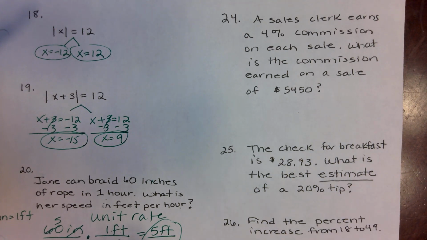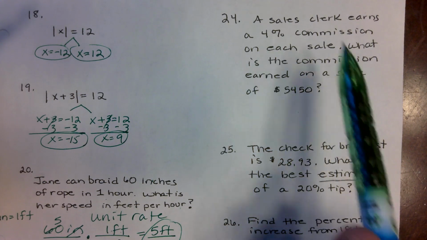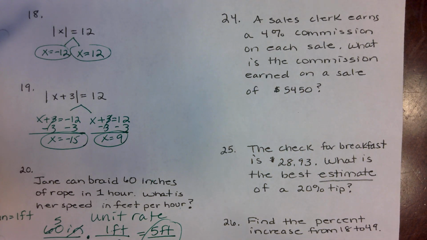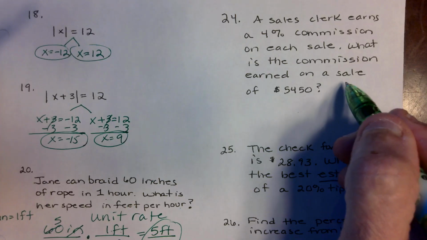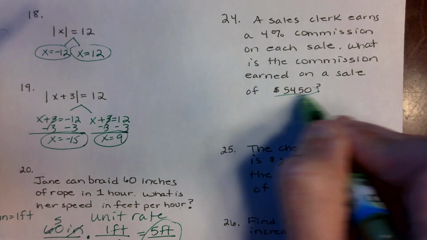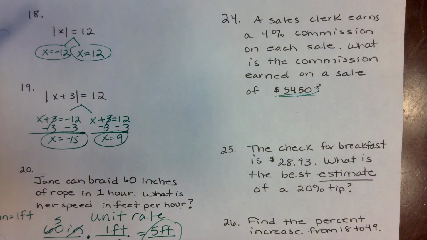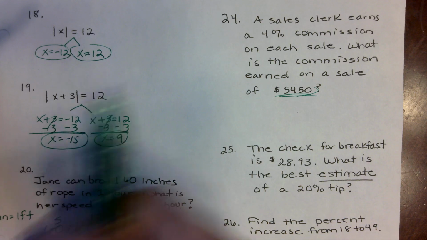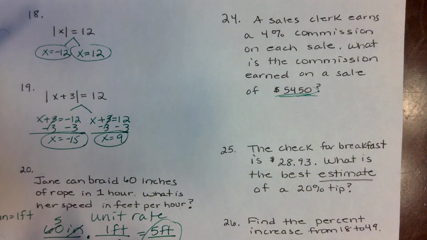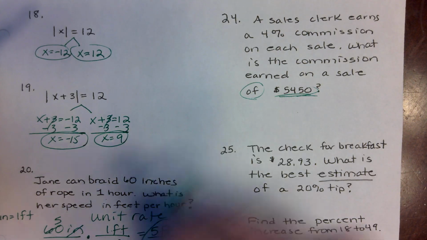A sales clerk earns 4% commission on each sale. What is the commission earned on a sale? They didn't say what her actual salary was because she probably gets an hourly wage. They just said she gets 4% on everything she sells. So all they told you is that she had a sale of $54.50. So she doesn't get $54.50. She gets 4% of that. And "of" is, again, multiplication.